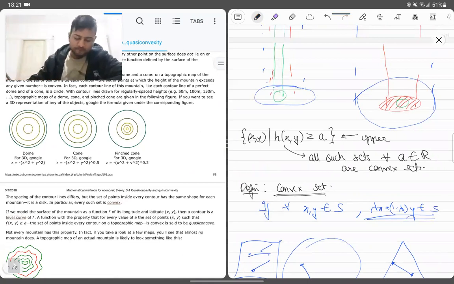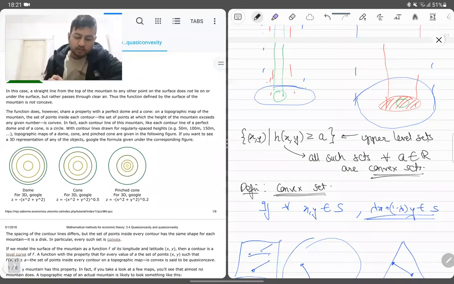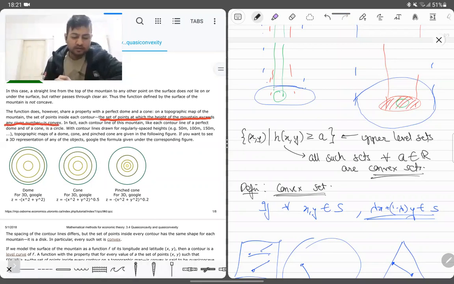Okay. Upper level sets, they are all convex. So the set of points at which the height of the mountain exceeds any given number is convex. Okay, so that is the definition.